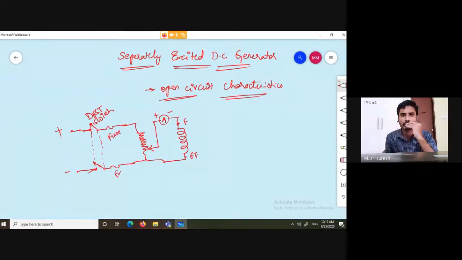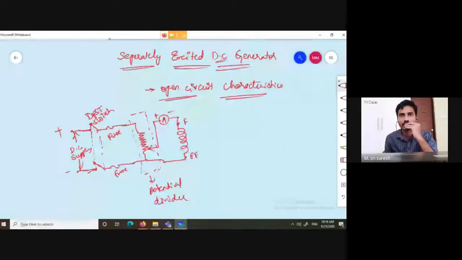These are fuses. And this is the variable resistance, also called, from an experimental point of view, a rheostat. This connection is called a potential divider. What is the purpose of the potential divider? In order to vary the voltage in case of a DC supply. So we are giving a DC supply here. Why? Because this is a DC generator.